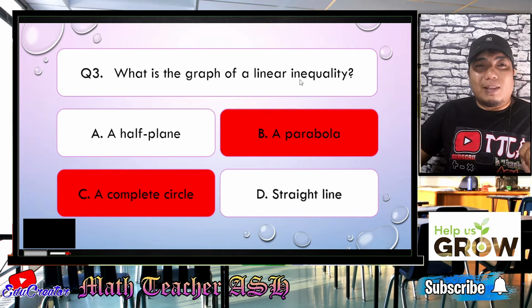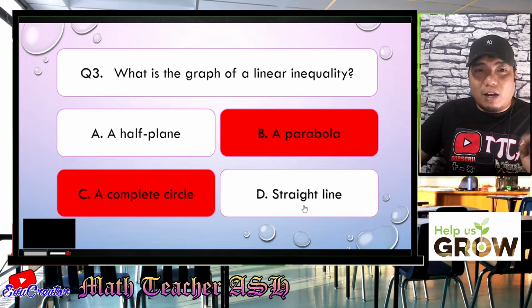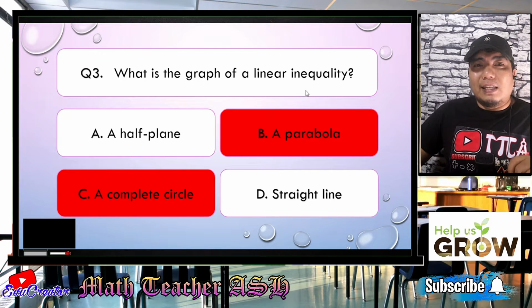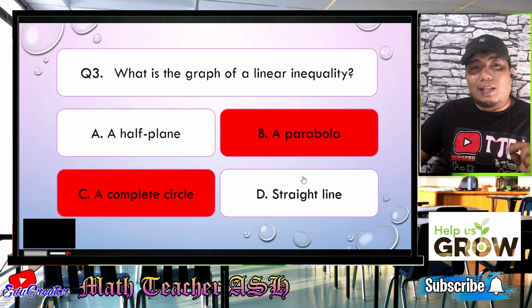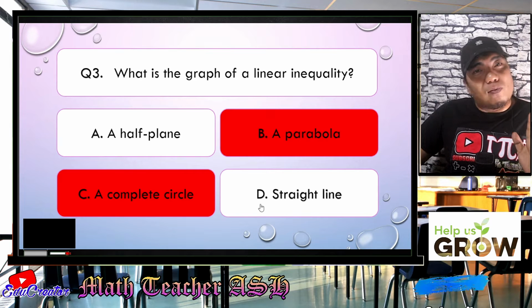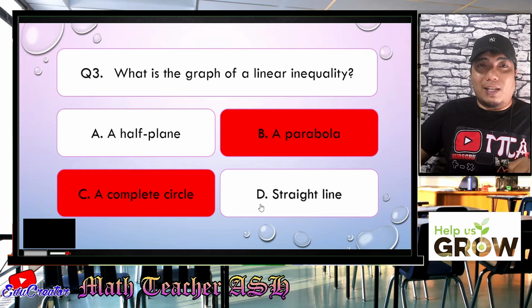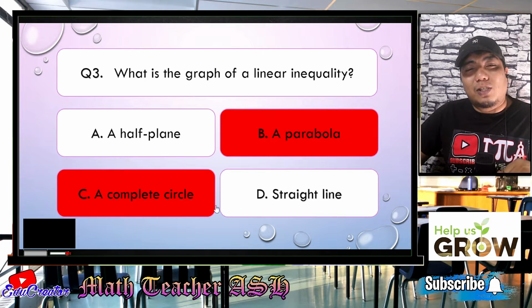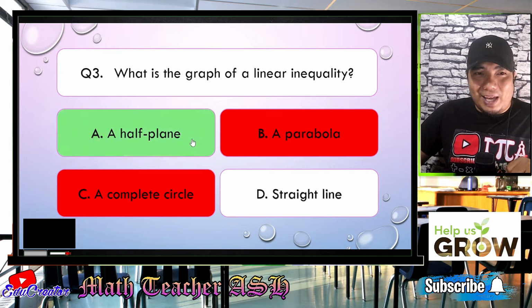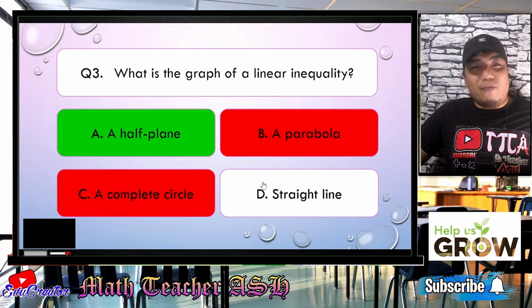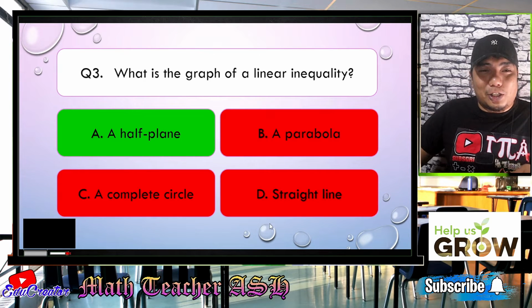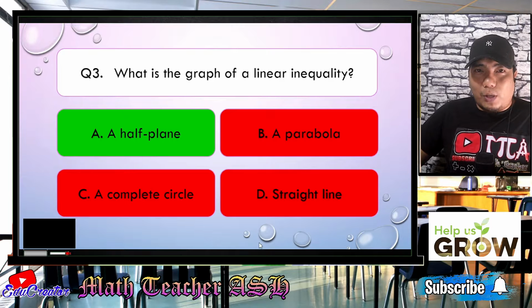Now, talking about linear inequality, linear can be a straight line, but since we are talking about inequality, a straight line is only for a linear equation and not a linear inequality. So therefore, the correct answer is letter A. Alright. Easy, right? Very easy, my dear math learners. So now let us go to question number 4.